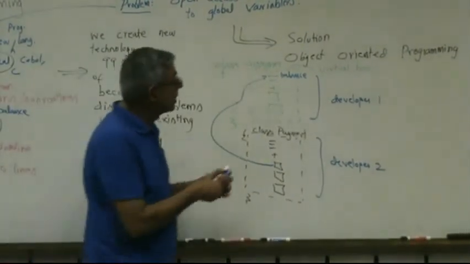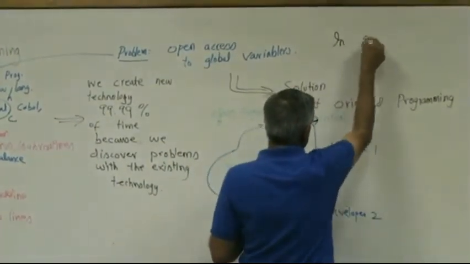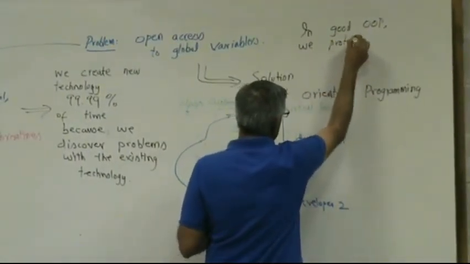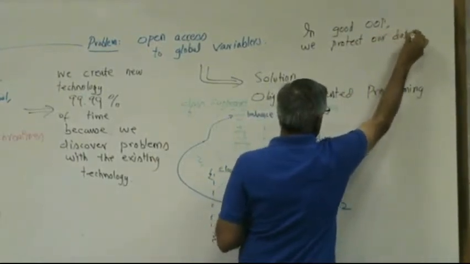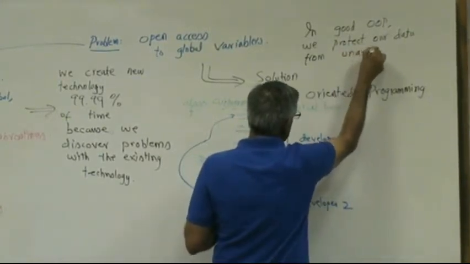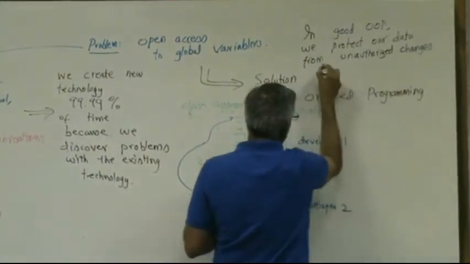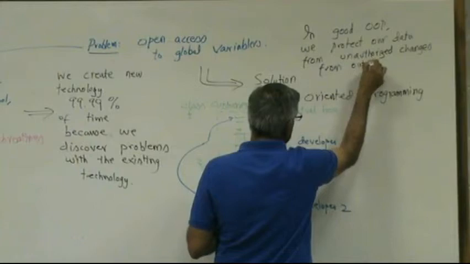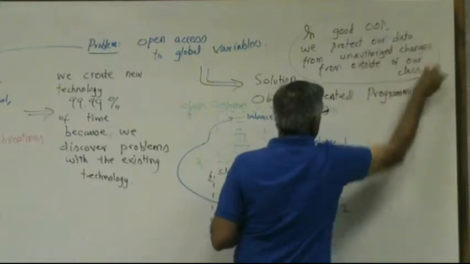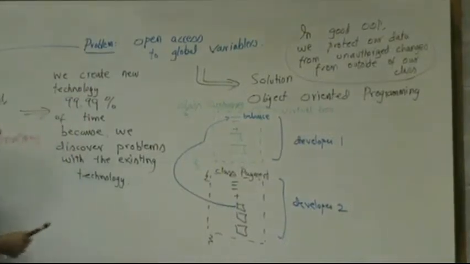So this was the general concept, right? In good object-oriented programming, we protect our data from unauthorized changes from outside of our class. Okay, so simply creating classes will not solve the problem.